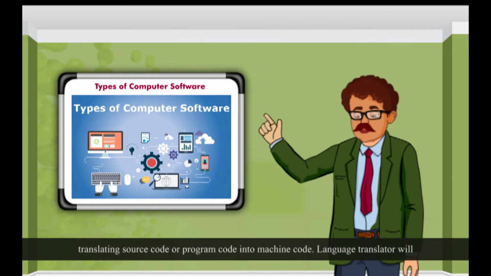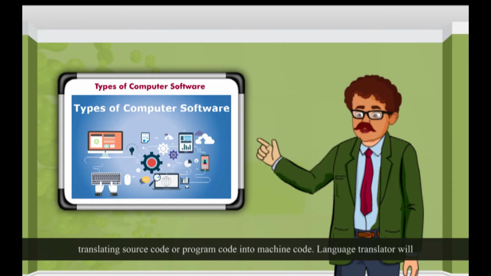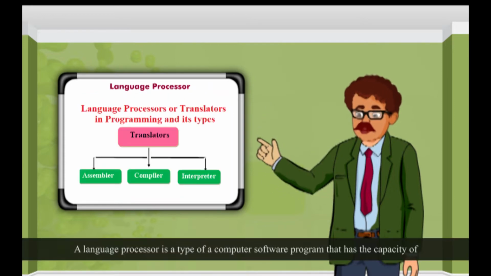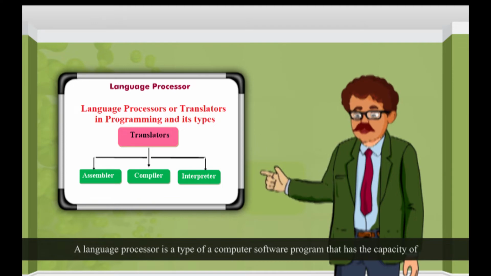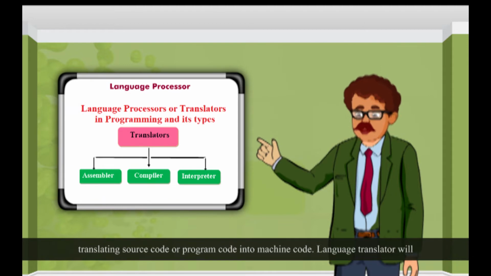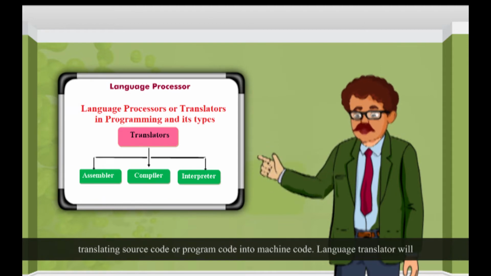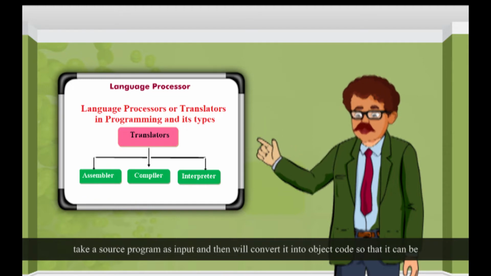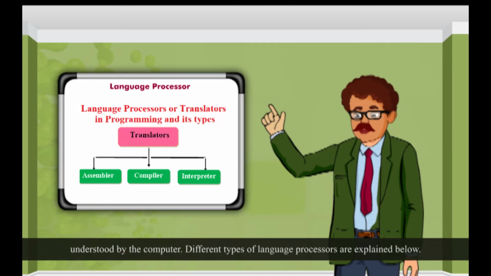Different types of computer translate source code or program code into machine code. Language translator, or language processor. A language processor is a type of computer software program that has the capacity of translating source code or program code into machine code. A language translator will take a source program as input and then convert it into object code so that it can be understood by the computer. Different types of language processors are explained below.